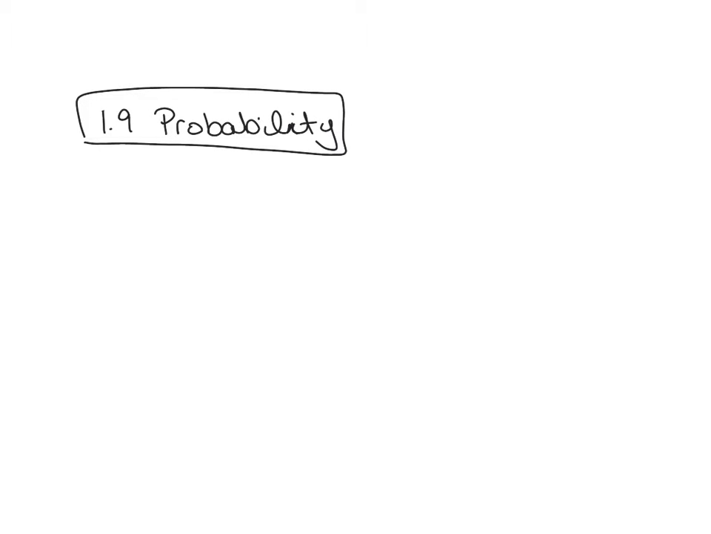This is section 1.9, probability. This is the last section you will learn before the chapter 1 test.